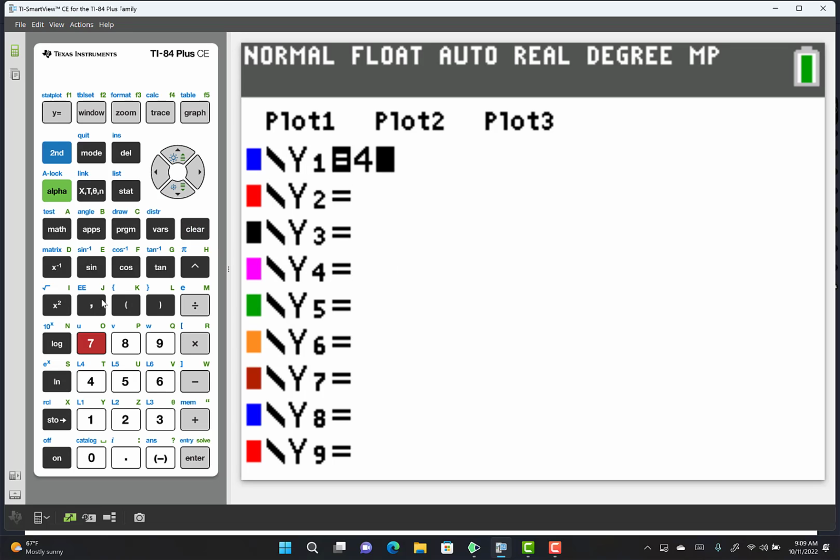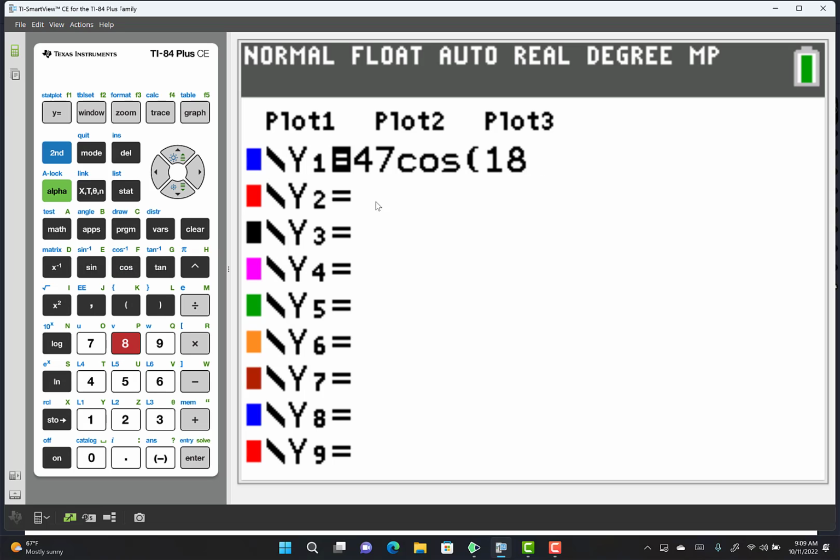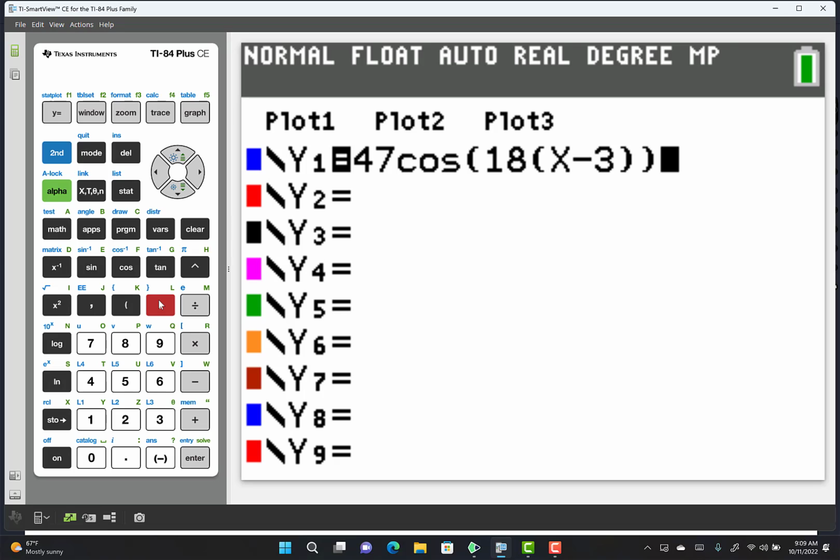Let's see, 47 cosine. I want to say it was 18, right? When you push cosine, it already opens a parenthesis for you. Open up another one. X minus 3. Close, close. Put 2 parentheses there, guys. And then what was the midline? I already forgot. 9. So plus 9. Don't push graph yet, because it's not going to graph it.